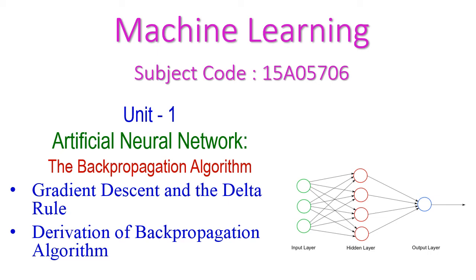Hello friends, welcome to today's machine learning class. In this class we will see some more detail about the backpropagation algorithm in artificial neural networks, that is, how the gradient descent and delta rules are utilized by this backpropagation algorithm. After that we will see the derivation of the backpropagation algorithm for a single hidden layered neural network.